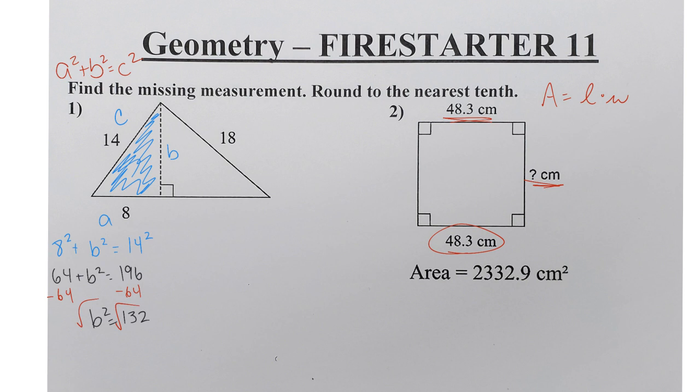So remember, we're going to round to the nearest tenth. So I have b is approximately 11.5. And we'll say units, because I don't want to forget to write units, but they didn't give us a unit to write down. Right? So I know the blue triangle. Right, we know that one now.